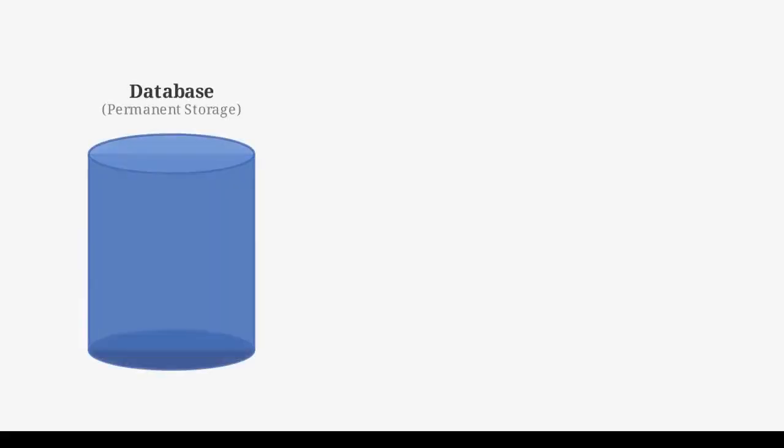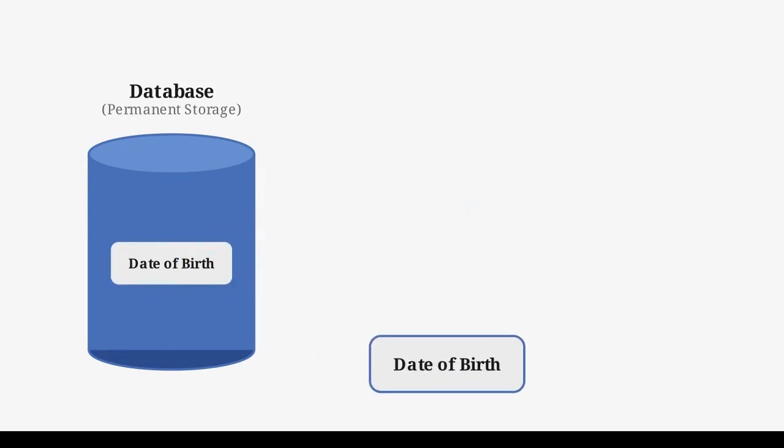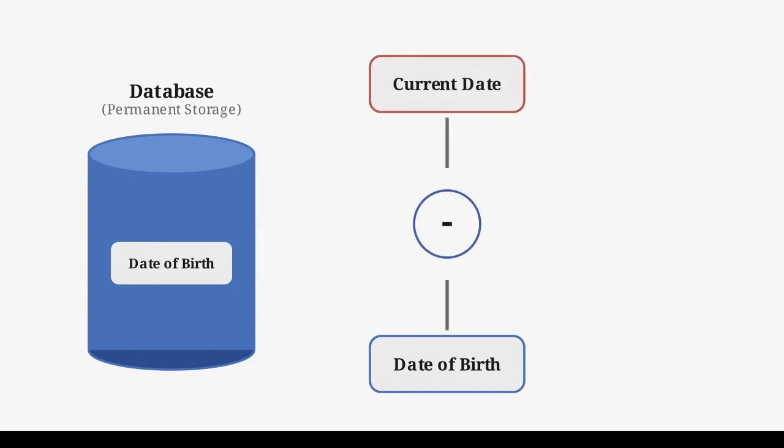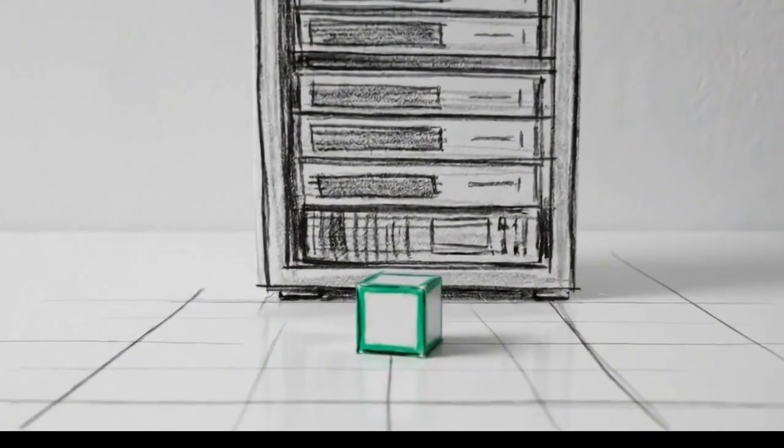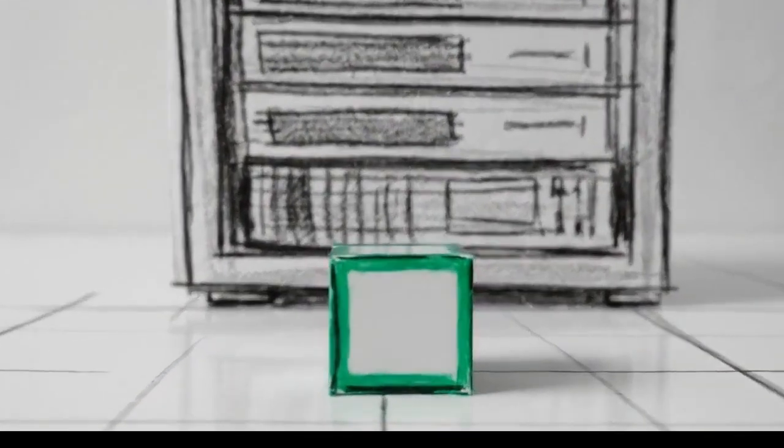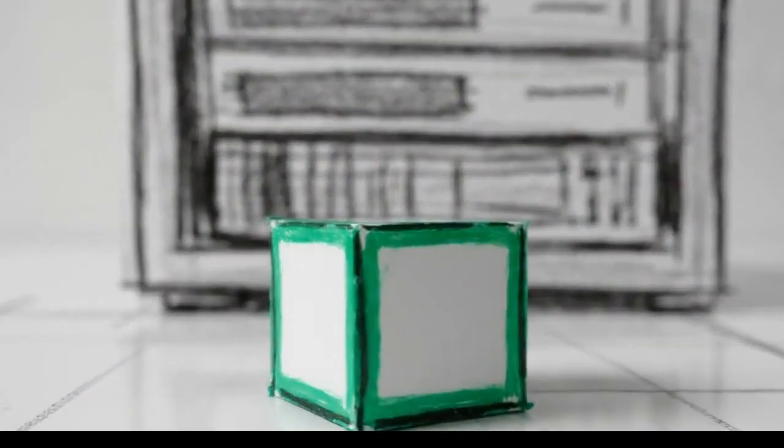A stored attribute is a fixed piece of data permanently saved within the system. Here, a stored date of birth attribute feeds into a mathematical equation alongside the current system time. The result is a derived attribute. This data is not permanently stored. Instead, it is calculated on demand using stored attributes. Derived attributes save hard drive storage space and eliminate the need to manually update volatile data, like a customer's age, every single year.